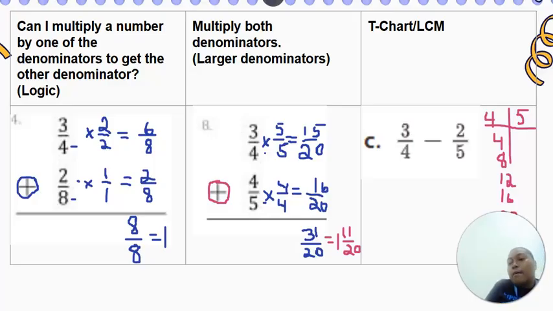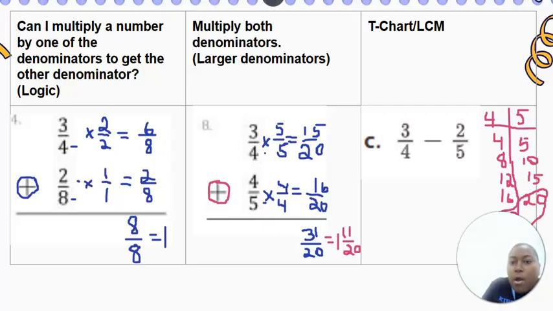And then we'll have, let's extend our line down here, 5, 10, 15, 20. And as you can see here, we have found our common denominator, and that will be 20.